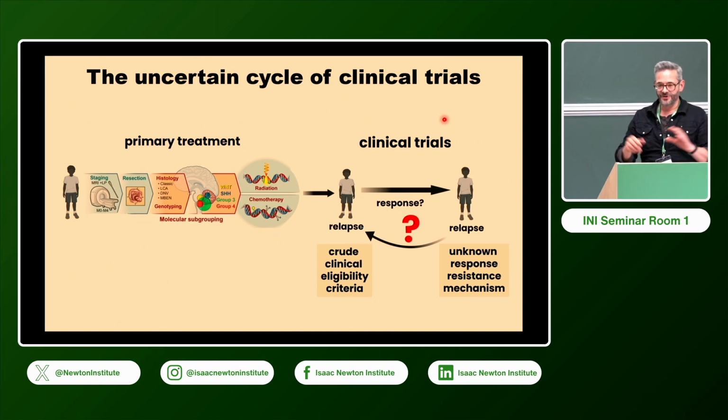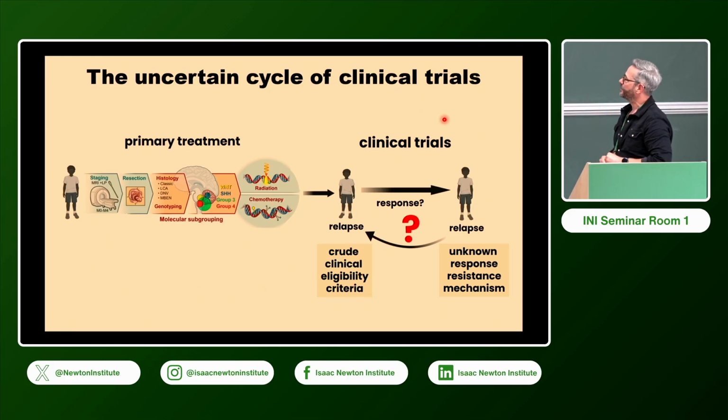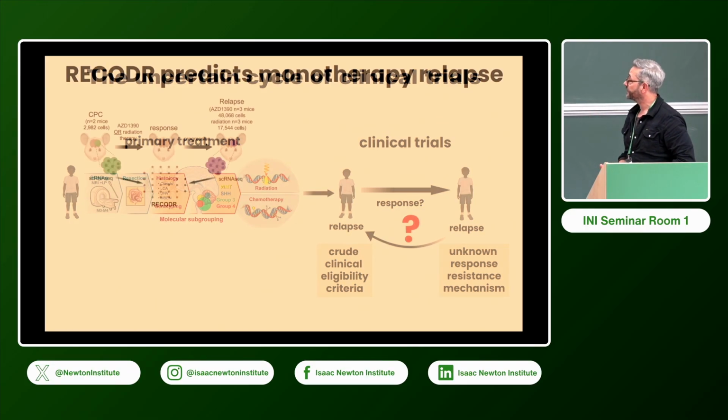However, that's not very interesting because you could predict that DNA repair might be important in this disease, and also it still doesn't help us with the uncertain cycle of clinical trials. So could we use this approach to predict if a tumour relapsed, how it was relapsing? Because at the moment all we can do is compare gene expression profiles before and after.